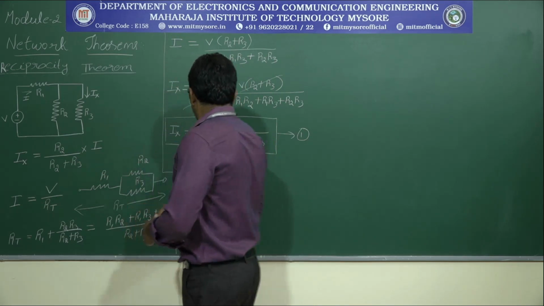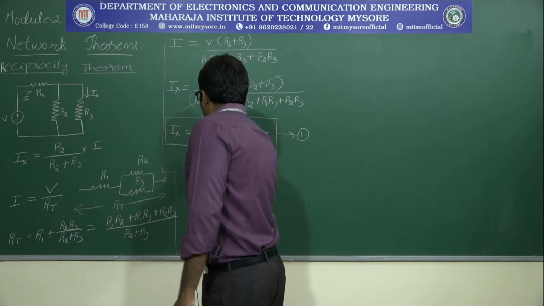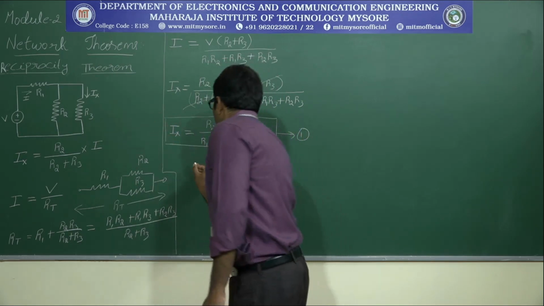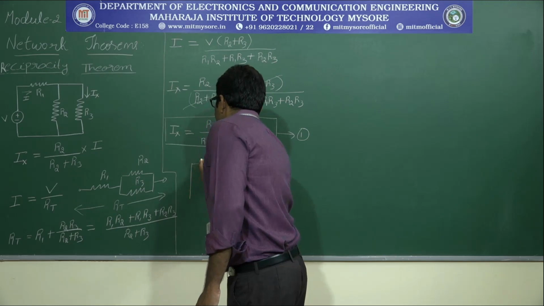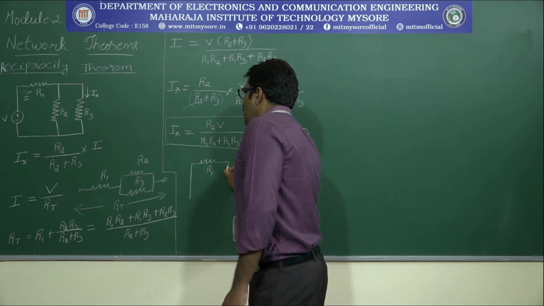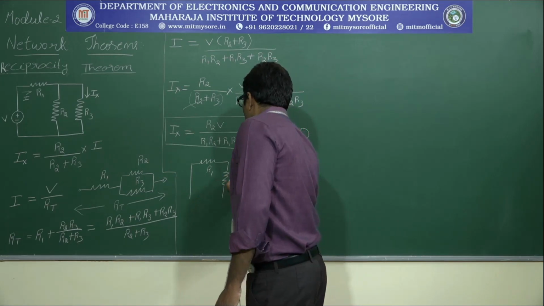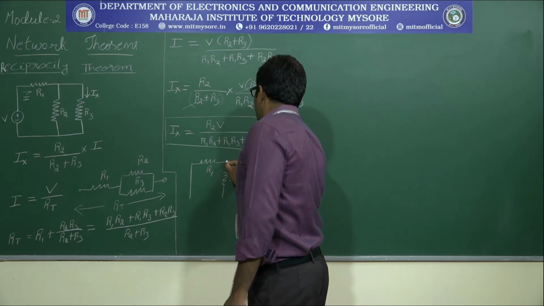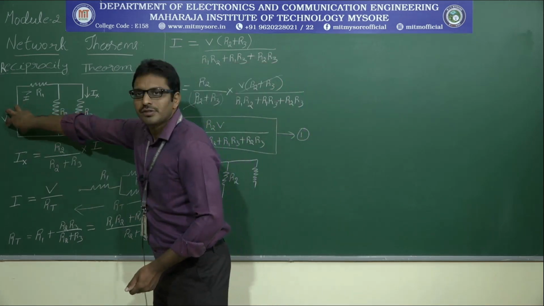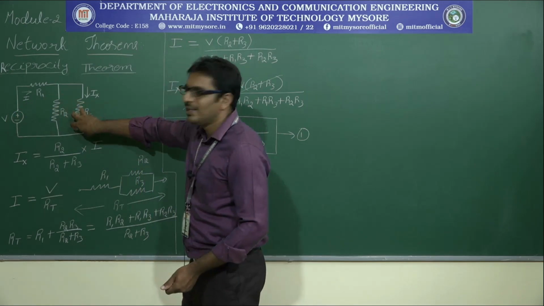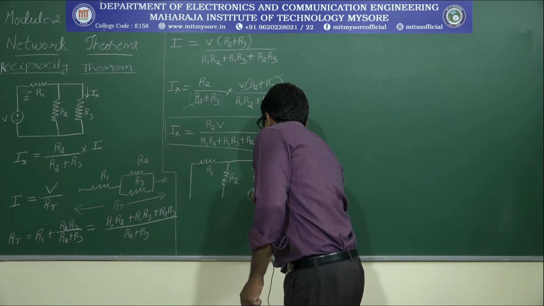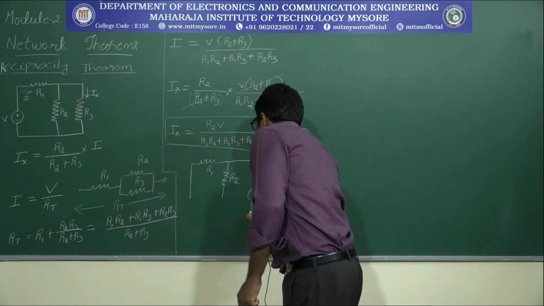Is it clear? Now let me write the case 2, or directly I will write the circuit diagram. R1, because just remove the voltage source. Next another resistance R2. Next one more resistance. Just I am removing this voltage source and placing in this branch. Is that clear? So what is that voltage source value? Minus to plus V.